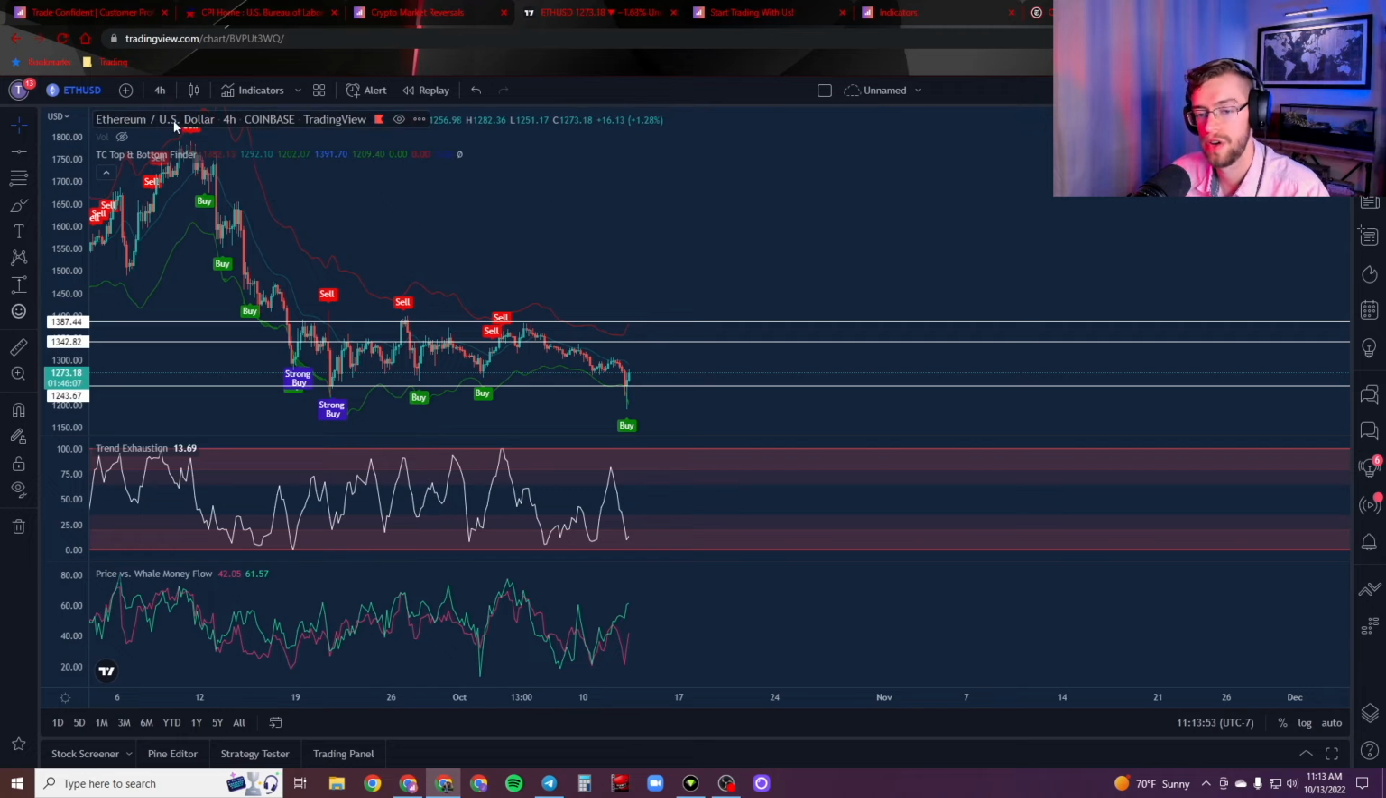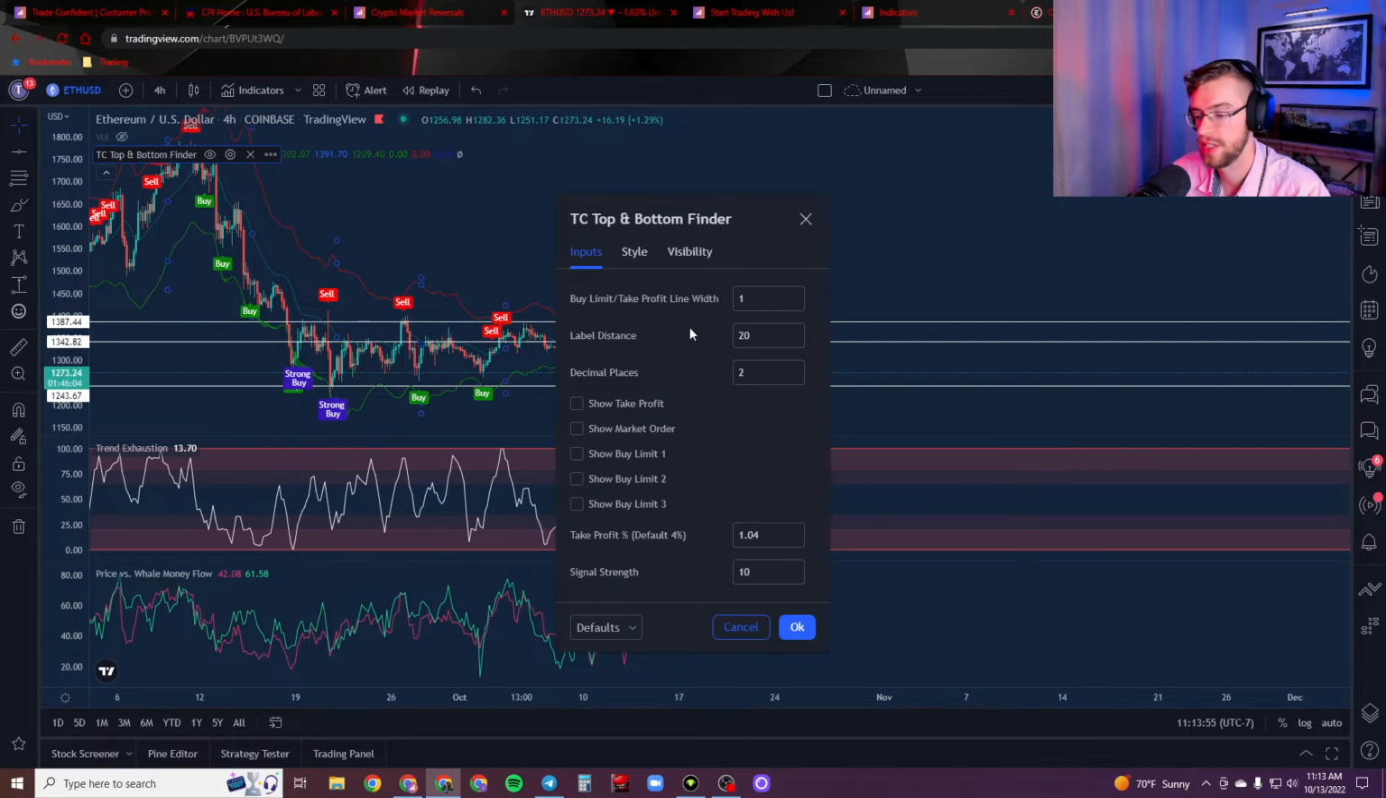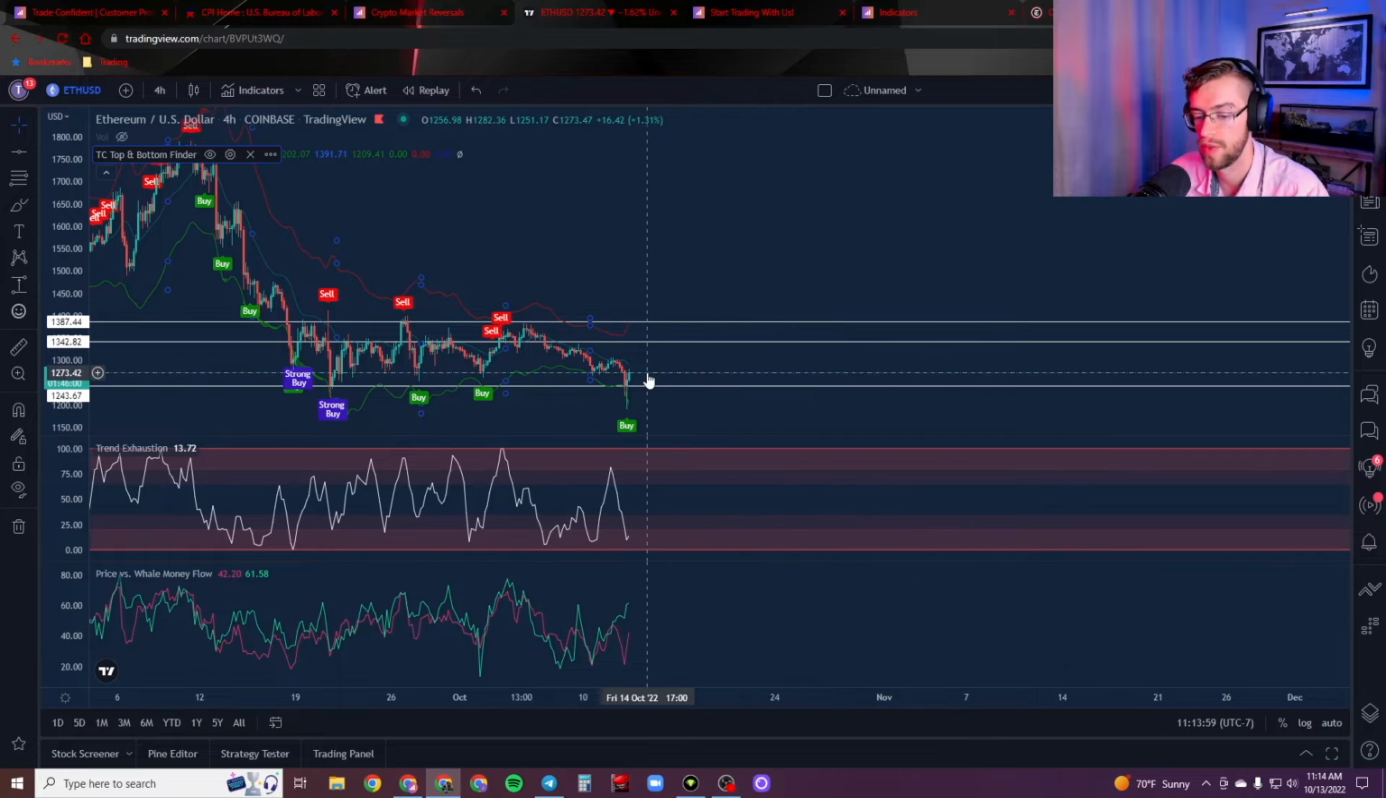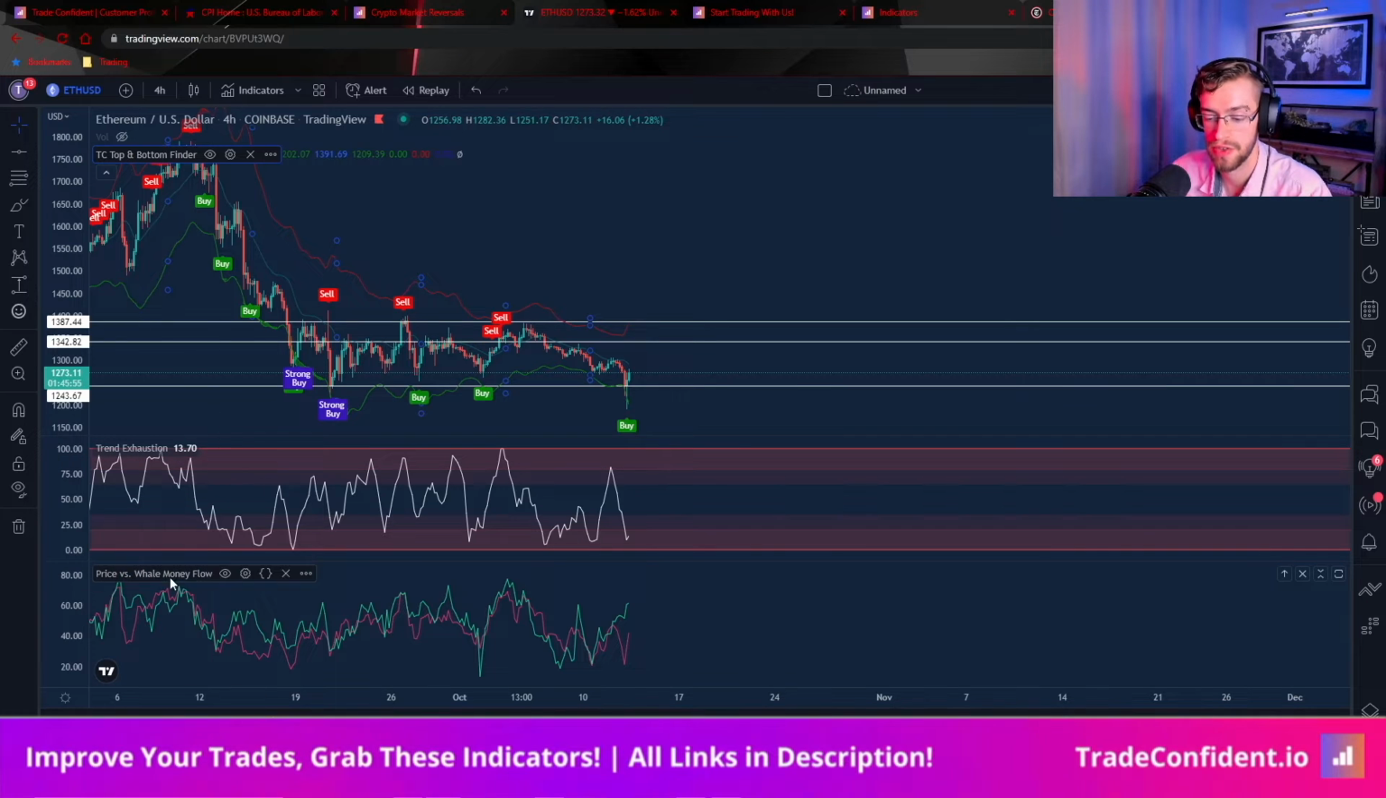Right now, I'm looking at Ethereum USD on the 4-hour time frame. My TC top and bottom finder is set to the default at 10. This seems to work really well for Ethereum. On top of this, I'm also looking at the trend exhaustion and price versus well money flow.